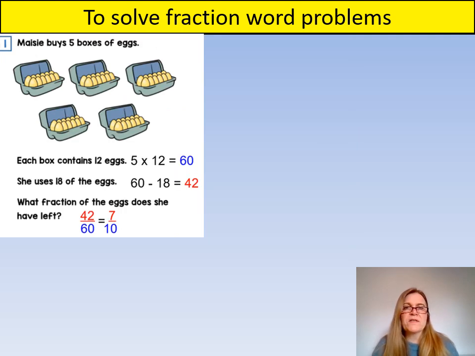Maisie buys 5 boxes of 12 eggs, so you need to multiply 5 by 12, which is 60. She uses 18 eggs, so subtract 18 from 60, which leaves 42 eggs. To find the fraction, write 42 over the total number of eggs, which was 60. This gives you 42/60ths. Some of you will notice that you can divide both the numerator and denominator by 6, which gives you the equivalent fraction 7/10. Well done if you managed this.